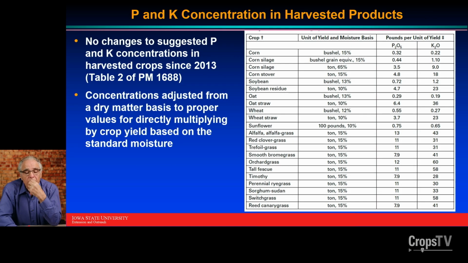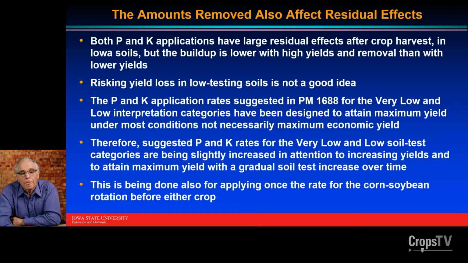Now, we have a database of about 10,000 samples that we analyze for P and K, and in 2013, we adjusted the concentrations that we are suggesting. But analysis of data since 2013 showed not much change. So we are not changing this. This table is exactly what was in PM 1688 and will be here exactly the same.